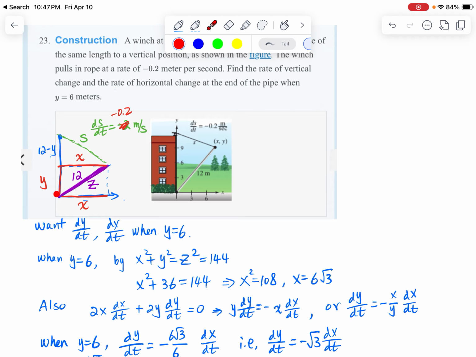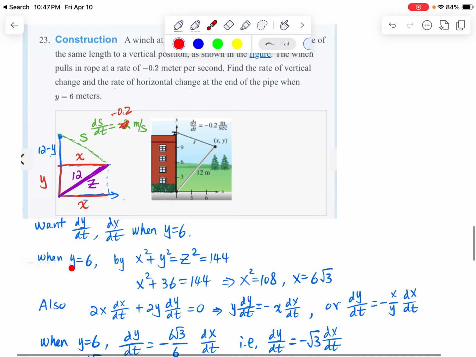When y is equal to 6, we can use this triangle to find the x value, right? To find the x value, this is what I'm gonna do. When y is 6, by x squared plus y squared equals z squared, and z is 12, I plug in 12 here. So x squared plus y squared equals 144. And when y is equal to 6, plug in 6 here: x squared plus 36 is equal to 144. You can find the x easily. So x turns out to be 6 square root of 3.